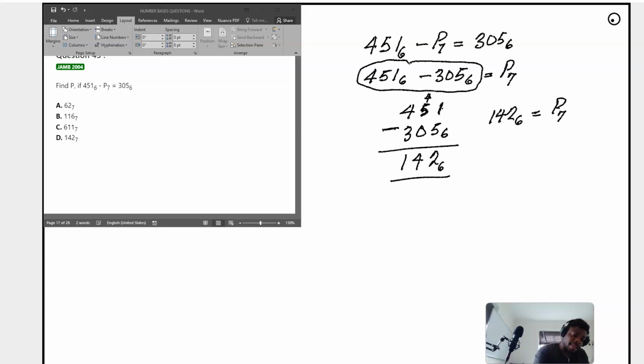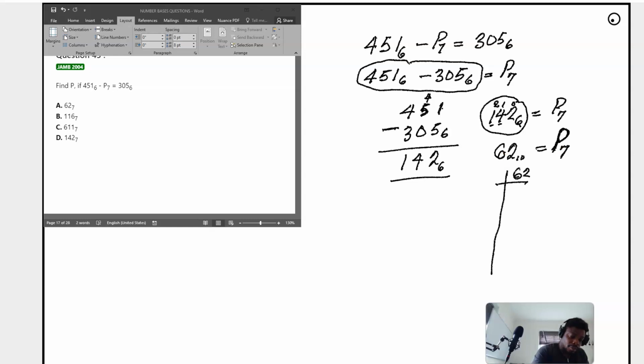Okay? Now, let's convert this to base 10. 0, 1, 2. Or I say 6 times 2. 6 times 1, 6 plus 4, that is 10. 10 times 6, 60 plus 2, 62. So the 62 base 10 is equals to P base 7. Because this is in base 7, I can just take this one also to base 7.